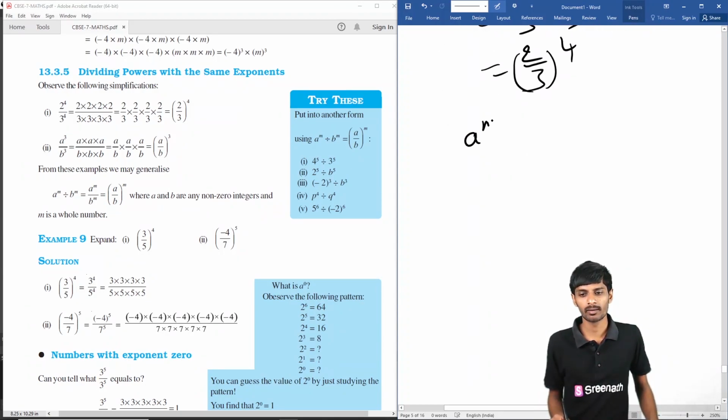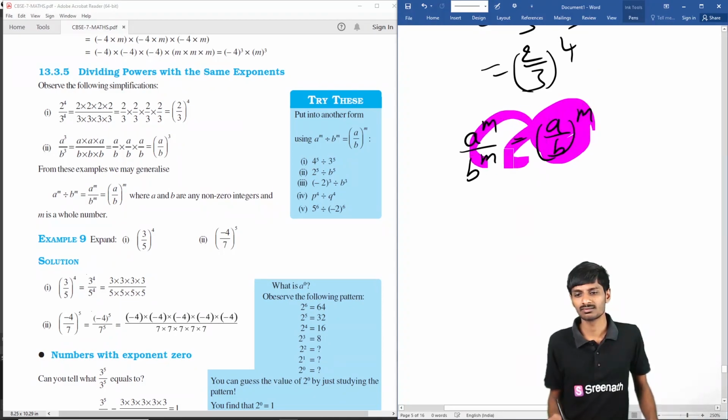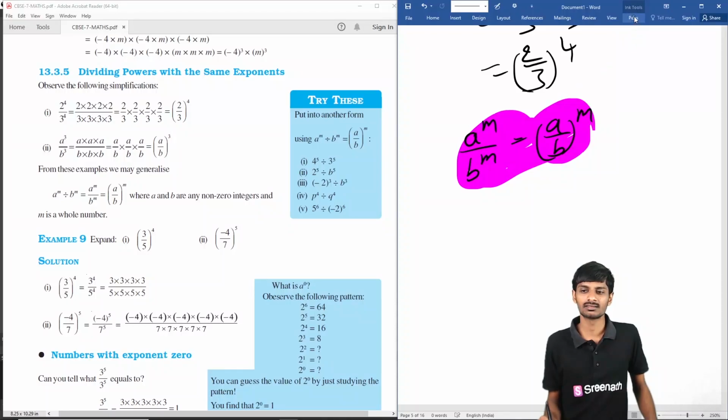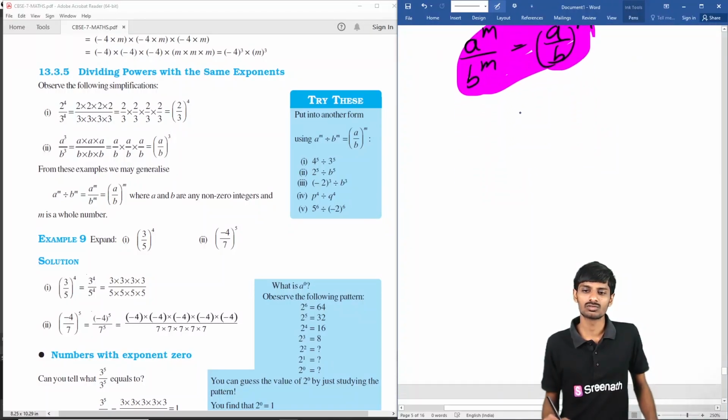a power m by b power m is nothing but a by b whole to the power of m. It is also one of the beautiful formulas, students. You have to look for it.